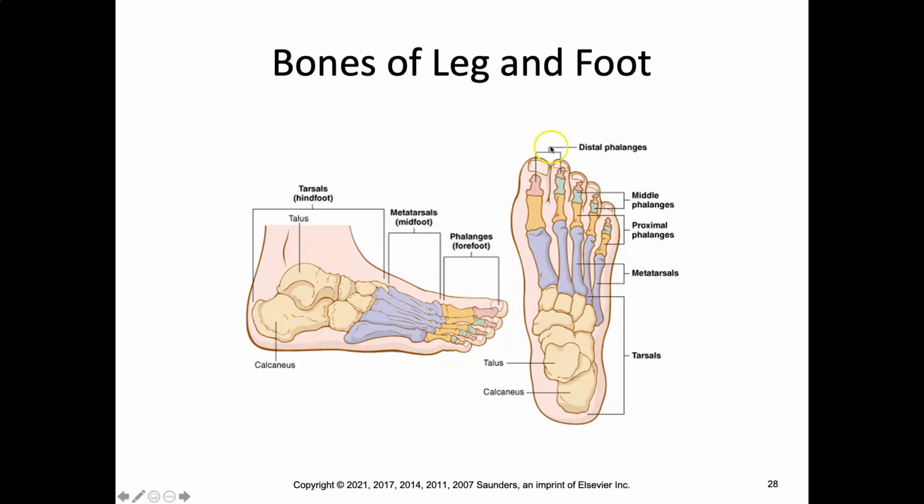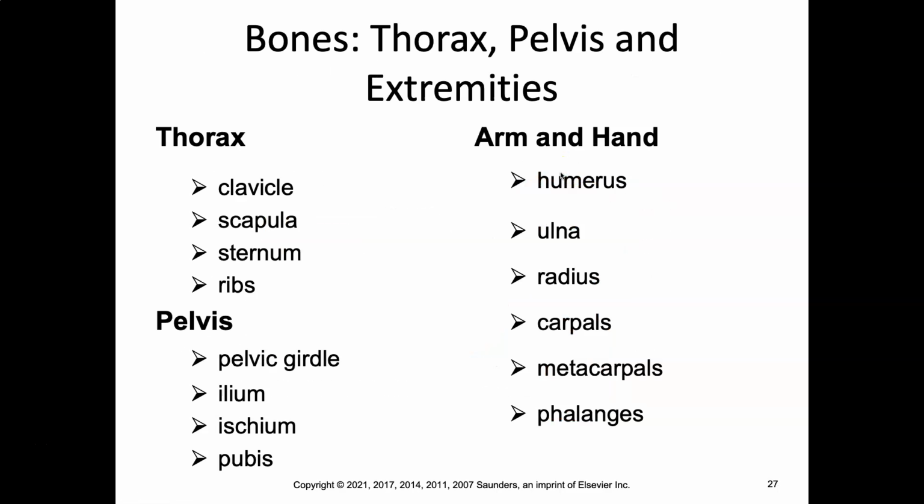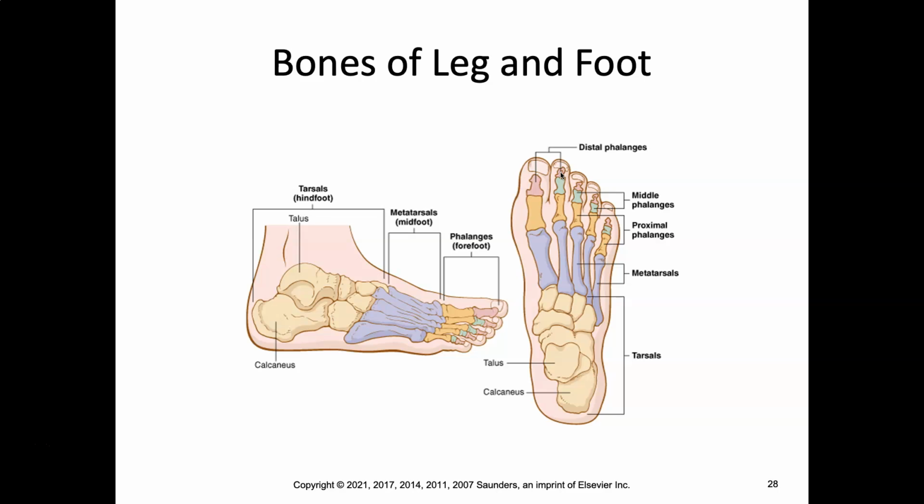In your foot, we'll start here on the picture on the right. You have distal phalanges, middle phalanges, proximal phalanges, which makes sense. Your distal is the furthest away. Middle is middle. Proximal is closest. Then you have metatarsals, and then you have tarsals. And included in your tarsal area is a talus bone and a calcaneus bone. So you may hear of those specifically named.